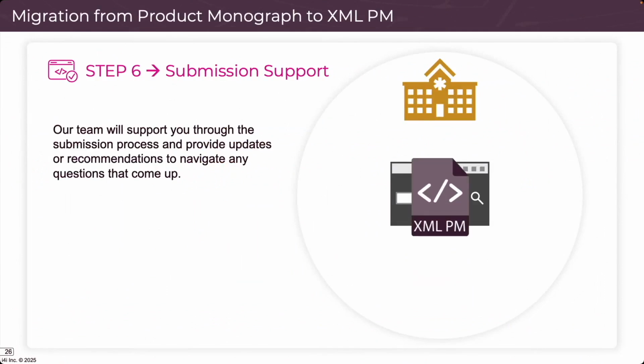Once you review and approve the file, you can submit it to Health Canada. We will assist in fixing errors to ensure Health Canada acceptance. So our team will support you through the submission process and provide updates or recommendations to navigate any questions that come up. For instance, there may be adjustments to the controlled vocabulary terminology between finalizing the XML PM and submitting it to Health Canada. Should any modifications be necessary, we will promptly update the XML PM and ensure its compliance with the latest requirements.